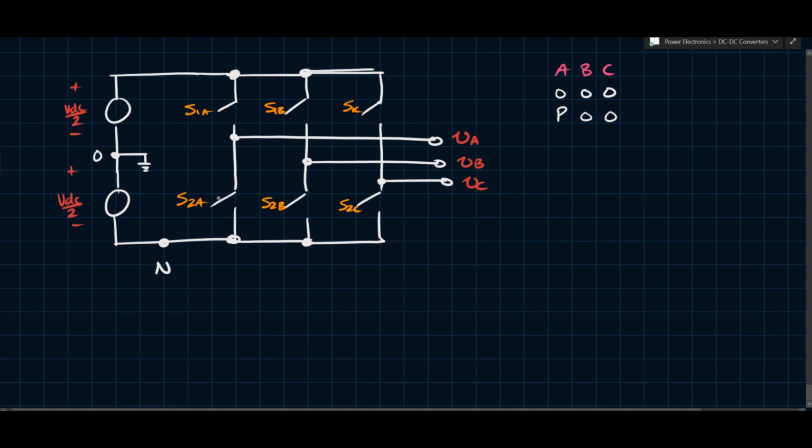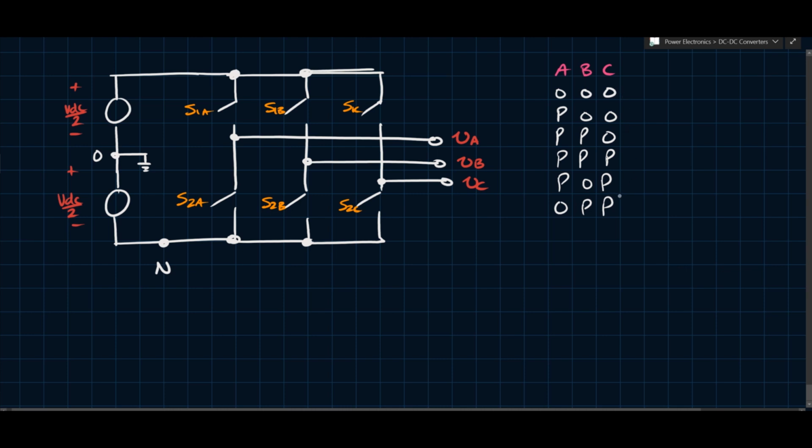And obviously the complementary rule still applies. So what that means is if S1A is on and S1B and S1C are off, that means S2A has to be off and S2B and S2C have to be on, right? So you still have to have the complementary thing. And then you'll have P, P, O, and then you can have P, P, P, right? So that's 4. And then you can have P, O, P, and then O, P, P.